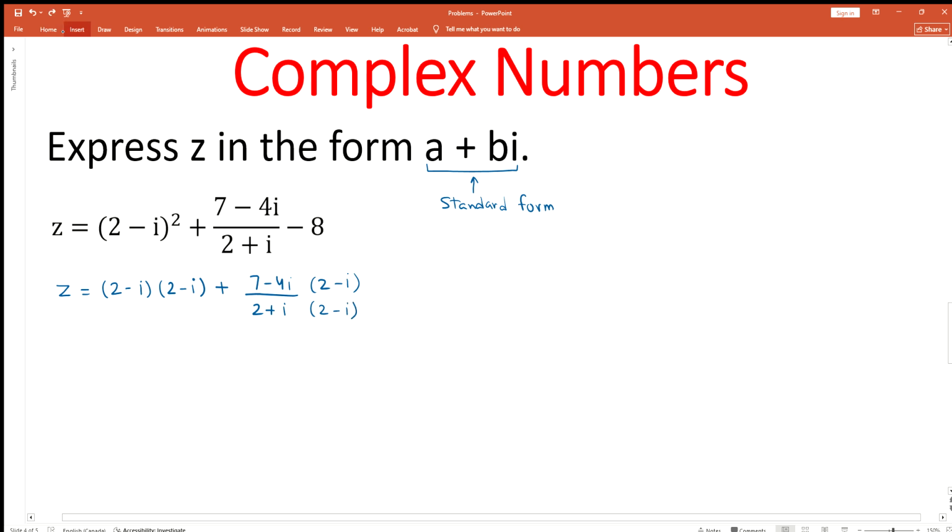The last term, negative 8, is a constant, so it will stay as it is. Next, we can distribute the terms in the parentheses using the FOIL method. 2 times 2 is 4. 2 times negative i is negative 2i. Negative i times 2 is negative 2i. Negative i times negative i is positive i squared.